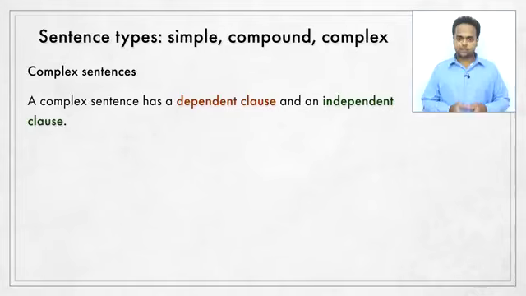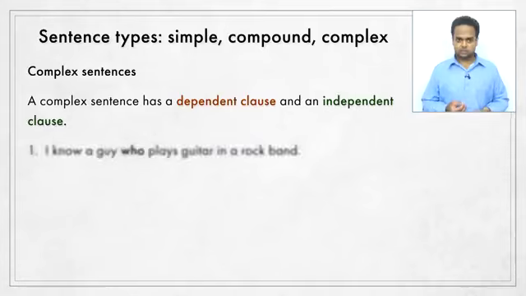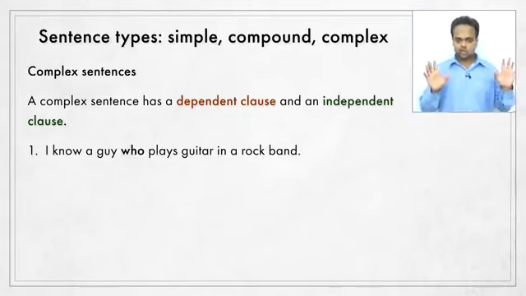There's another type of dependent clause that you need to know about, and that is the relative clause. A relative clause uses a relative pronoun like who, that, which, etc. For example, I know a guy who plays guitar in a rock band. This sentence is actually a combination of 2 sentences. I know a guy and he plays guitar in a rock band. Both of those are simple sentences, and we combine them using the relative pronoun who. So who plays guitar in a rock band is a relative clause that gives us information about the guy. It tells you who that guy is.